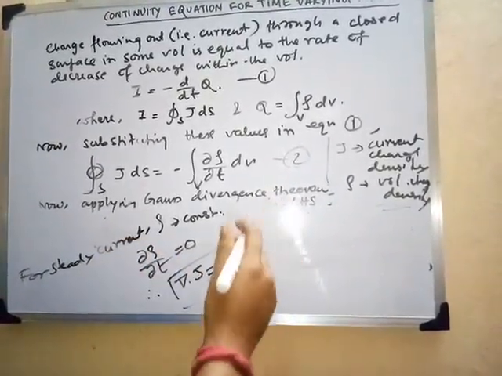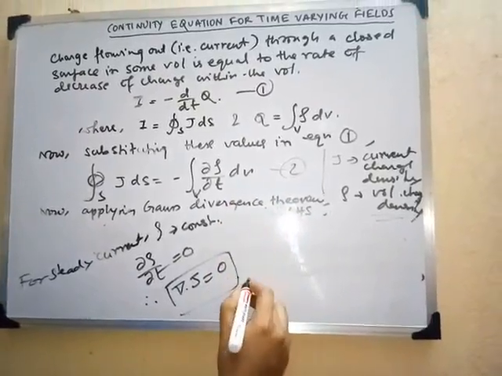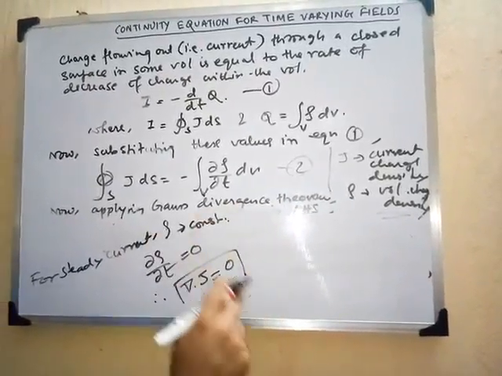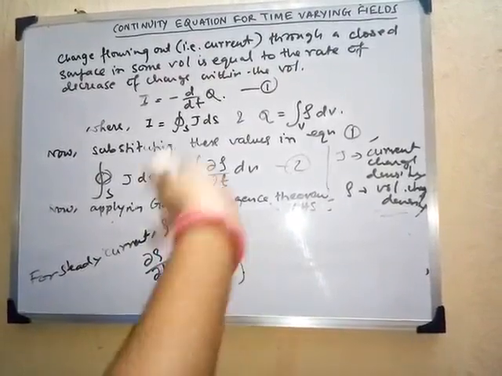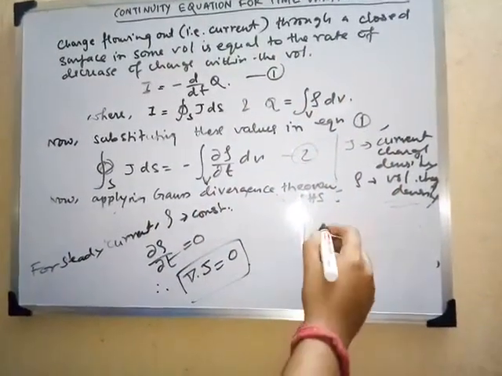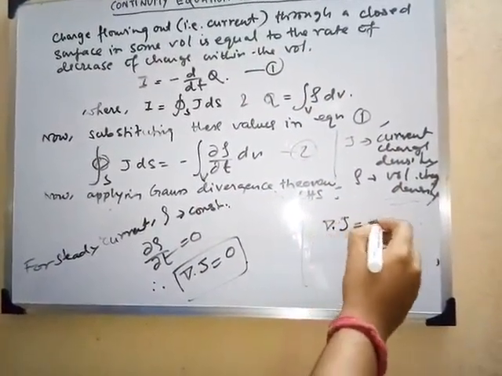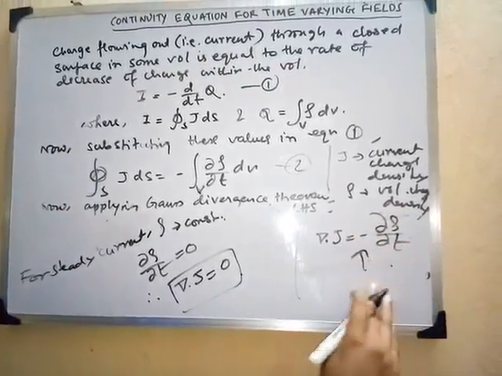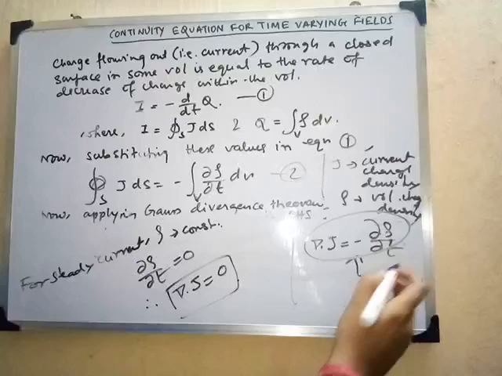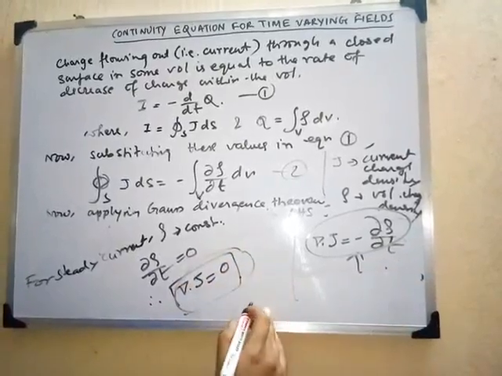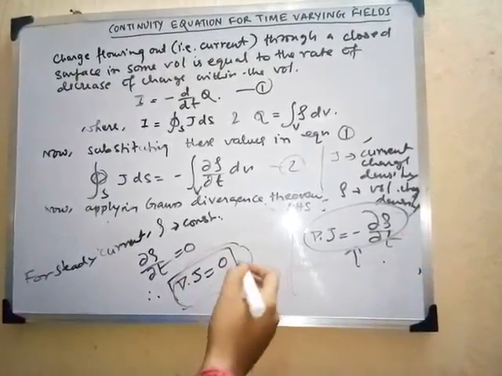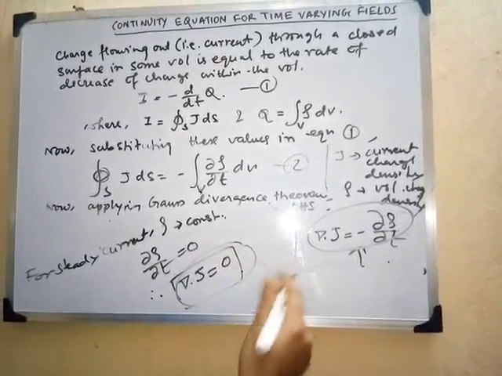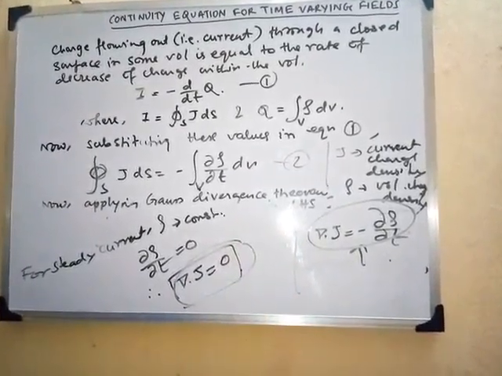The field is not changing with respect to time. So in that case, this is the continuity equation. And the other equation which we arrived at, what was that? That was del dot J equal to minus del rho del t. This was the continuity equation for time varying field, and the first is for steady current, where the field is not varying with respect to time. So this is all about the continuity equation, right?